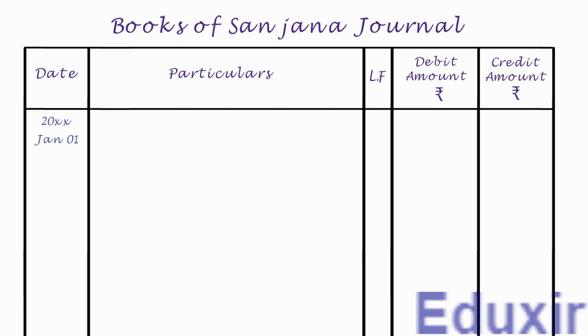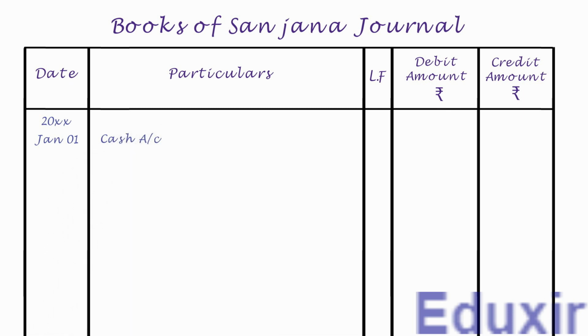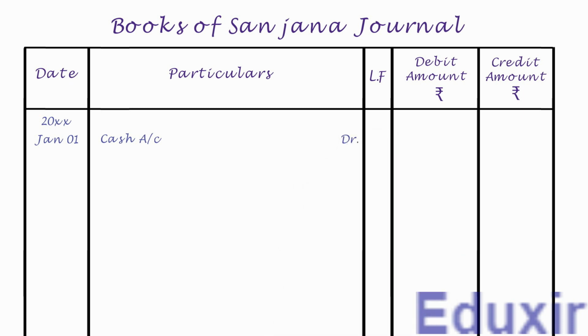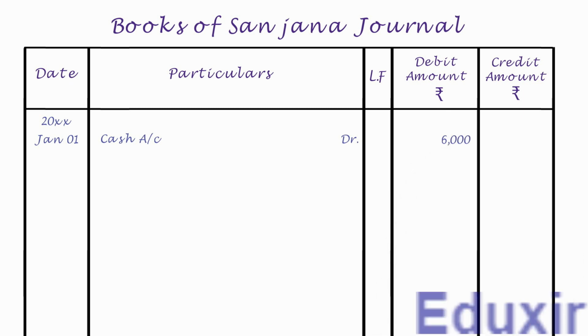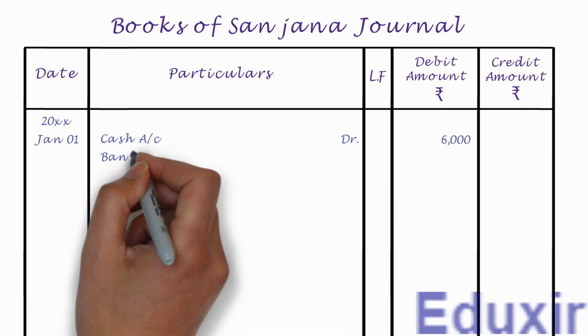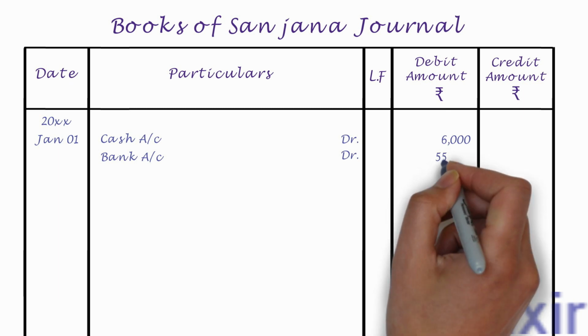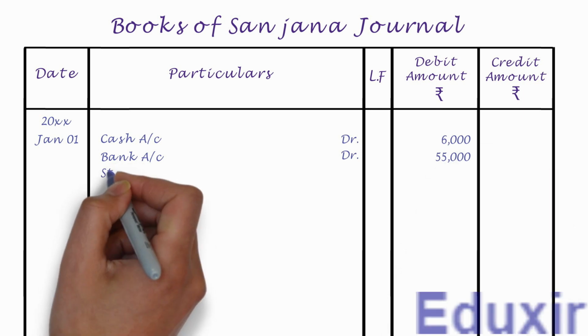Let us now record all the debit entries first. The first debit entry is the cash account. Let us then record the text DR to indicate that this is a debit entry. Let us also record the debit amount of 6,000 rupees in the debit amount column. The next debit entry is bank account. Let us then record the text DR to indicate that this is a debit entry. Let us also record the debit amount of 55,000 rupees into the debit amount column. The next debit entry is stock account.